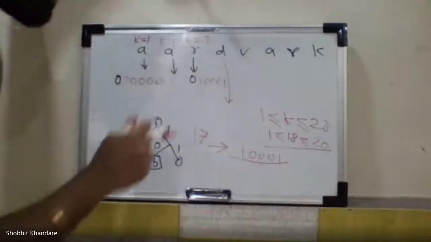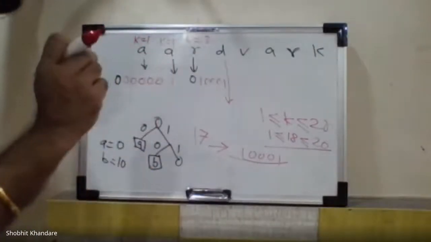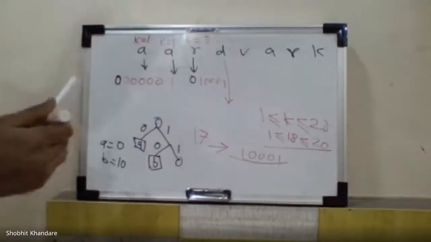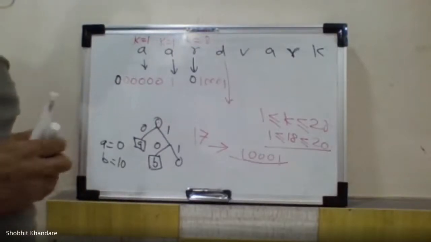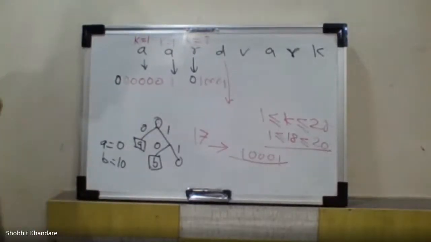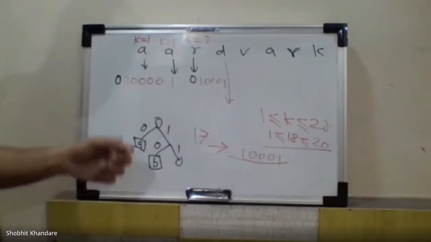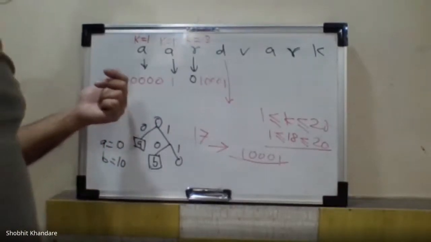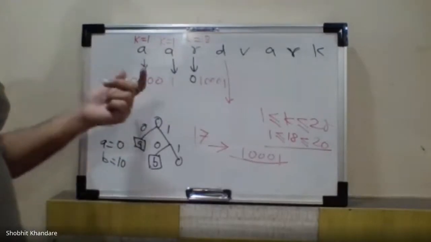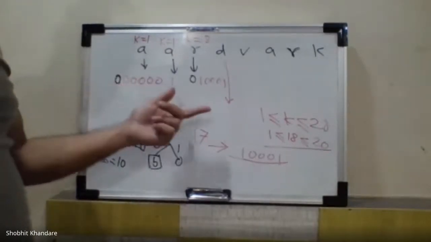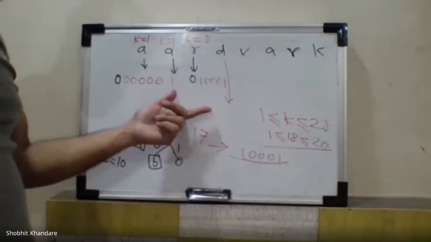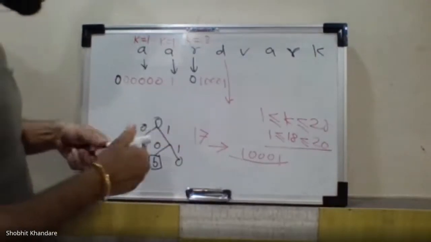Whether D has come for the first time? Yes, it has come for the first time. So what do I have to send? I have to send NYT. Now to send this NYT, which has come for the first time, you have to see that I am sending 0.